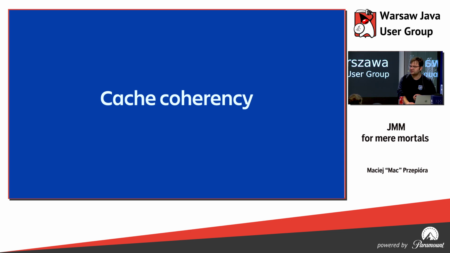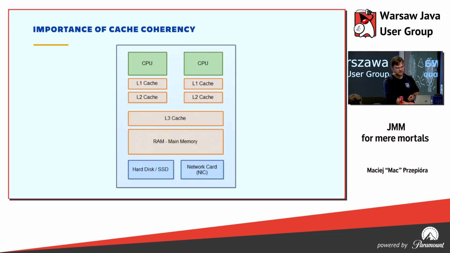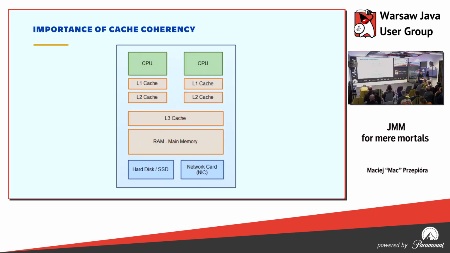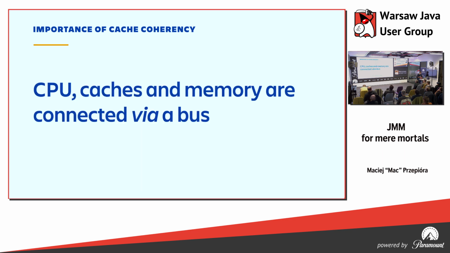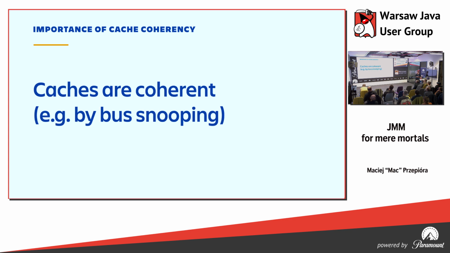I was talking about cache coherency a bit. So why is it important? As you can see, this is a vague approximation of what a modern computer looks like. We have CPUs, a couple of levels of caches, and then a level 3 cache that is shared between the CPUs, and all the writes to memory go through those caches. The CPU, caches, and memory are all connected via a bus, and we can actually use it to our convenience, because caches can be made coherent.